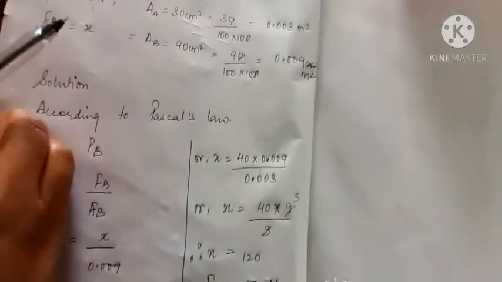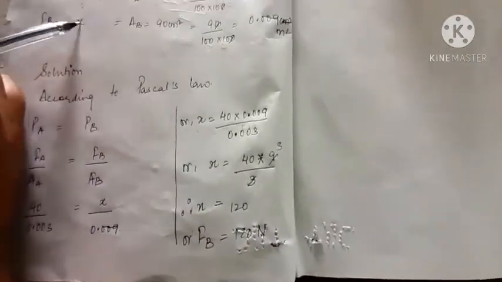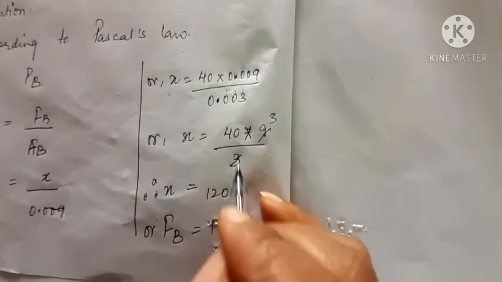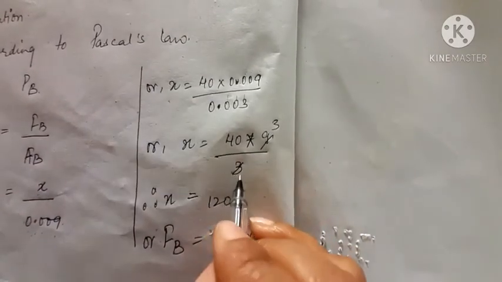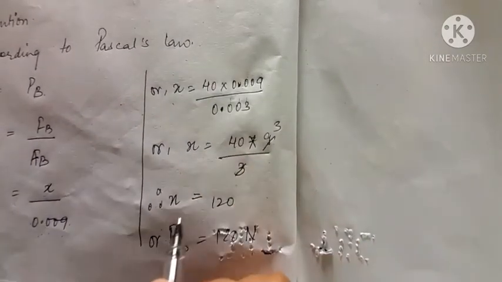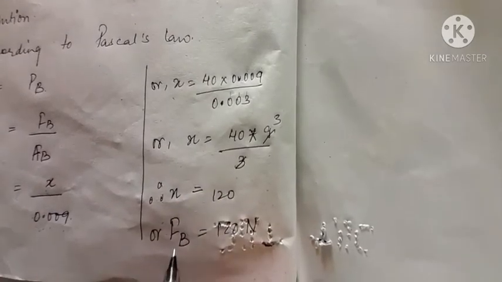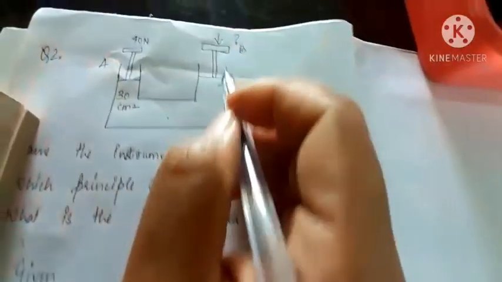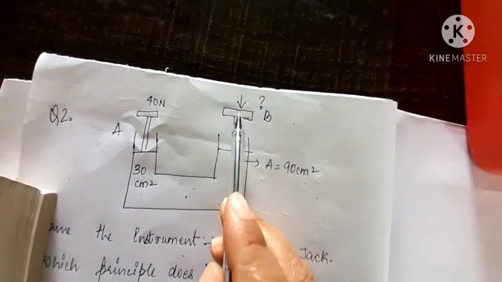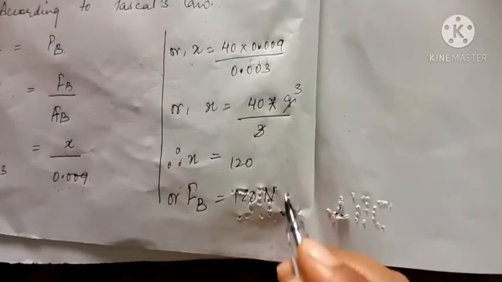So here I have x equals 40 into 9 divided by 3. So when I do 3 and 9, I cut it. What will I get? 40 into 3. So 40 into 3 is 120. Therefore the force in area B, what will it be? It will be 120 Newton. So this is the answer for this numerical.